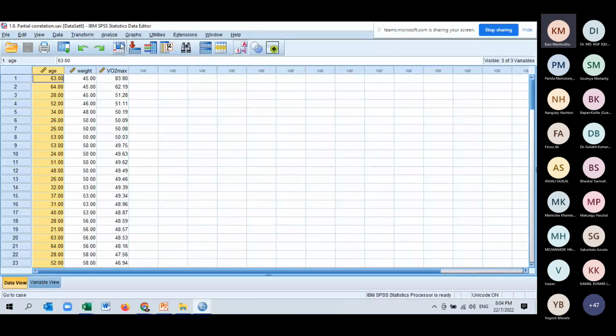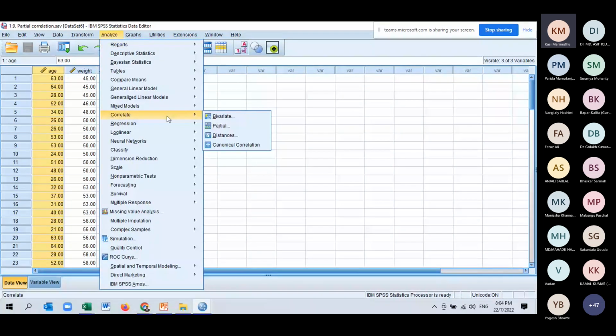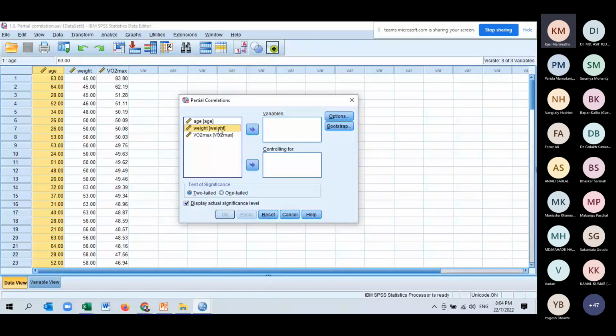parametric. Shall we go? Go to Analyze, Correlate, Partial Correlation. Click on it. So weight, VO2 max, you select and transfer into the variables.